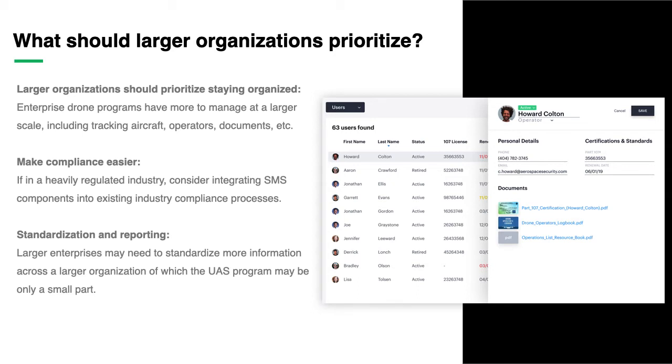The other part for a larger organization, if you're in a heavily regulated industry, consider integrating SMS components into things that you already do for compliance processes. So what checklists, what safety program are you already running that you can add some specifically aviation and UAS components into an already existing compliance process? And lastly, organizations of a larger size may need to standardize their information and send it across a larger organization.